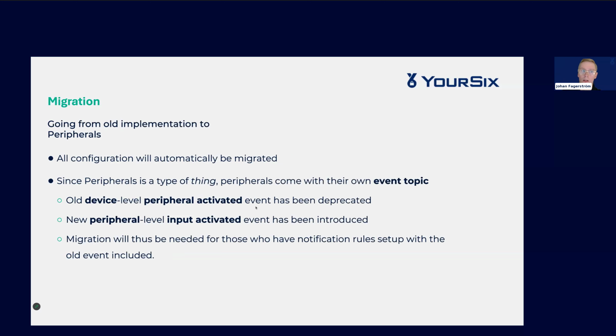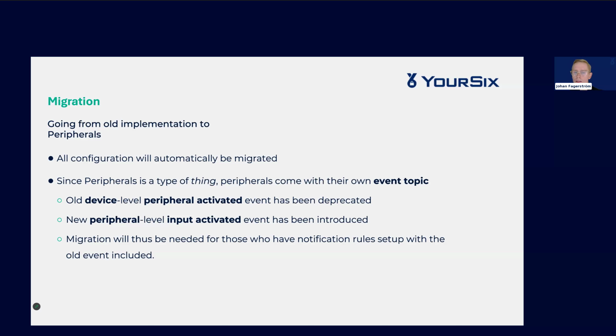So looking at the migration path going from the old implementation that we had of basic I/O to peripherals, all configuration will be automatically migrated when it comes to the hardware. However, since peripherals is a new type of thing, barrier is another type of thing in YourSixOS, peripherals will come with their own event topic. This means that the old device level peripheral activated event has been deprecated and will live until June 2026.